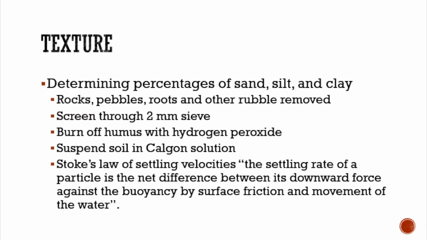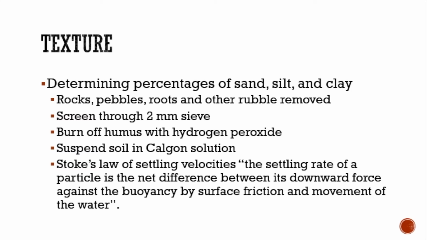When we look at determining the percentage of sand, silt, and clay in our soils, we can take a sample. We want to try to remove any of the rocks, the pebbles, the roots, other organic matter. We're going to screen that through a 2 millimeter sieve. In the laboratory, we're going to burn off any of the organic matter with hydrogen peroxide. And then we suspend the soil in a Calgon solution. And what that does is adds a surfactant, so it breaks apart the different fractions of the soil size.